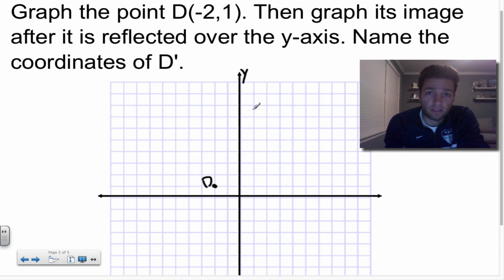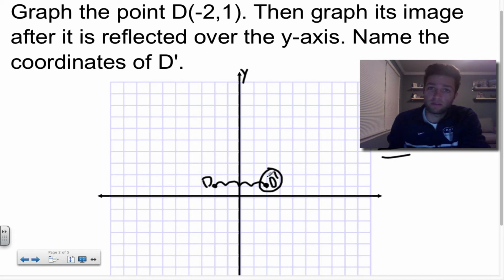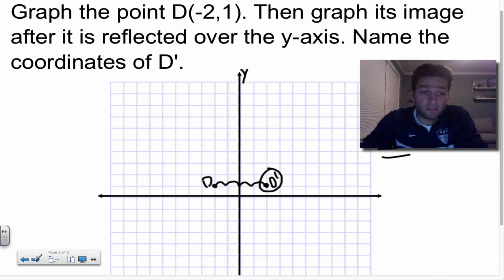So this is my y-axis. And it is 2 spaces away, just like the last problem. So then D prime needs to be 2 spaces away. So D prime. And then there is my image, and its new coordinates, D prime, are located at (2, 1). All right, and that would answer the question, name the coordinates of D prime, and also showing the reflection. So hopefully this is making a little bit of sense.